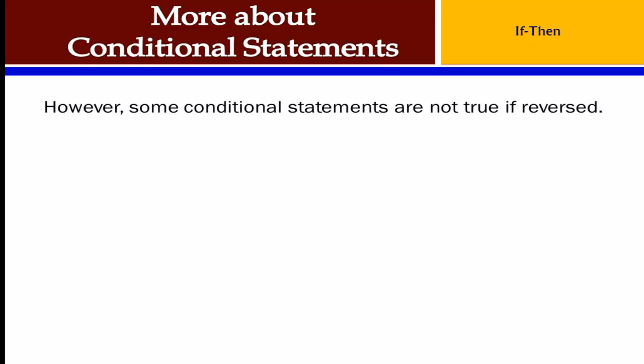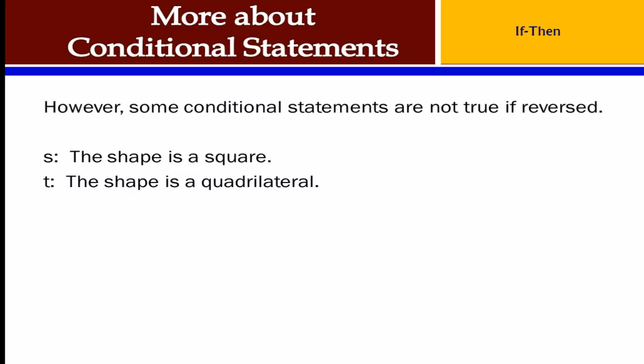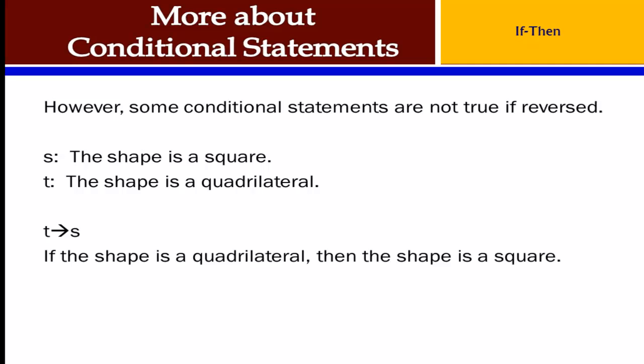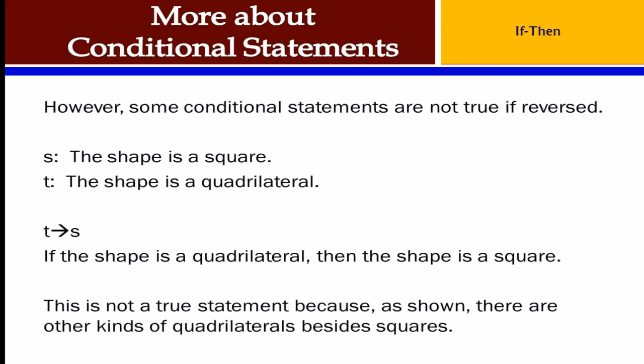Now, some conditional statements are not true if reversed. So here's a conditional simple statement. The shape is a square. The shape is a quadrilateral. We saw in the previous example that if the shape is a square, then the shape is a quadrilateral. Happened to be true. And here we have a conditional statement. If T, then S. If the shape is a quadrilateral, then the shape is a square. Now, we happen to know, because we know about quadrilaterals and squares, that this is not true, because there are other kinds of quadrilaterals besides squares.